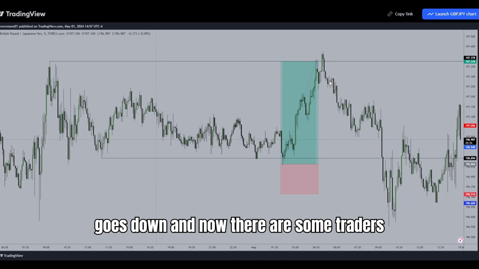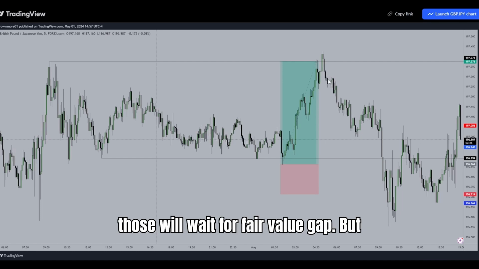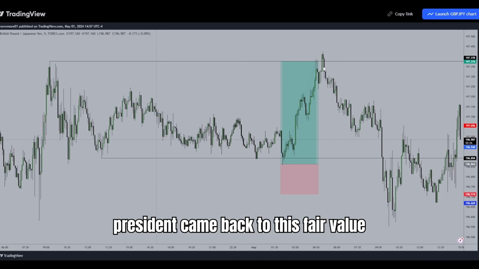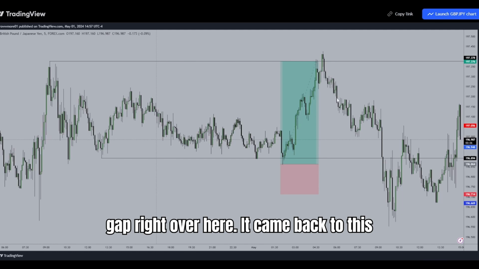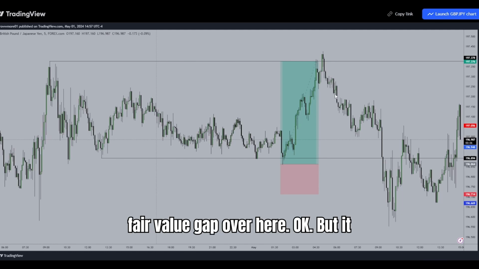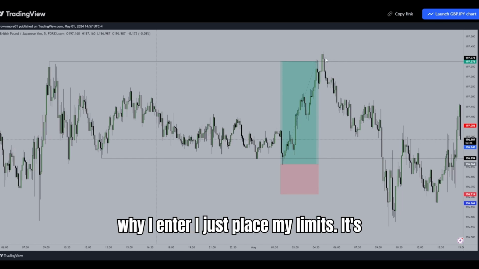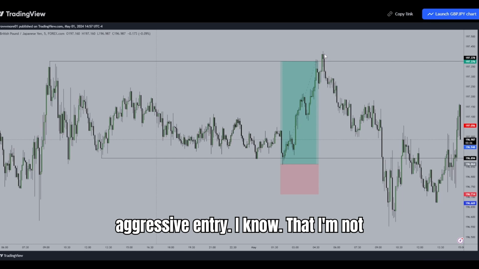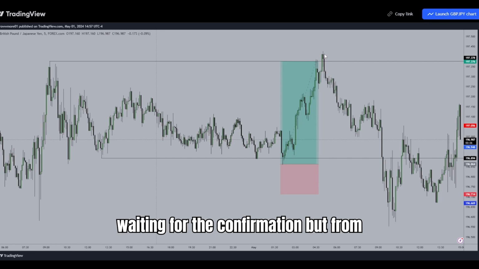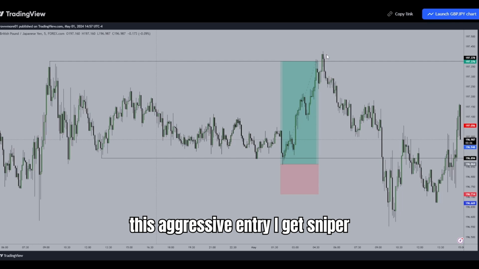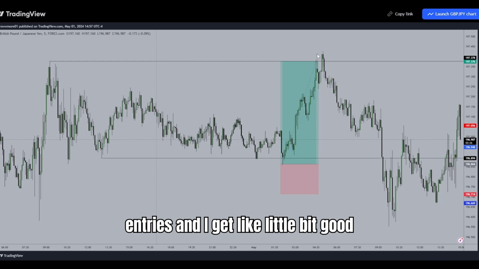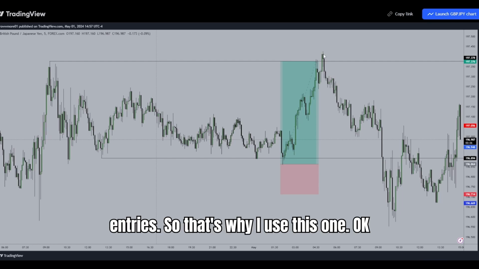Now there are some traders who will wait for the fair value gap, but price didn't come back to this fair value gap right over here. It came back to this fair value gap over here, but it didn't come back to over here. So that's why I just place my limits. It's an aggressive entry, I know I'm not waiting for the confirmation, but from this aggressive entry I get sniper entries and a little bit better entries. So that's why I use this one.